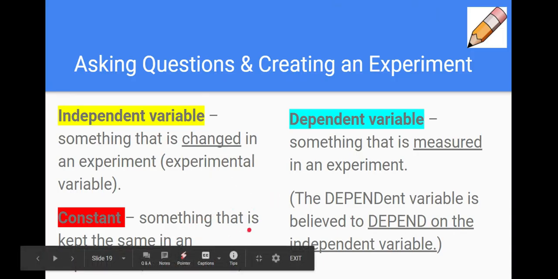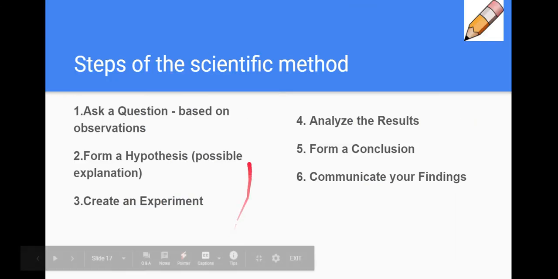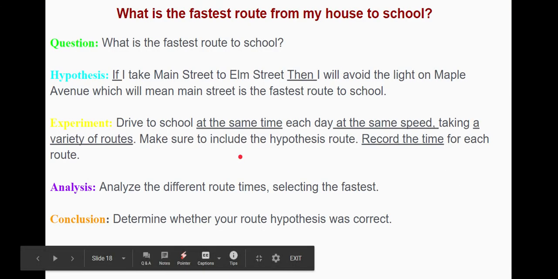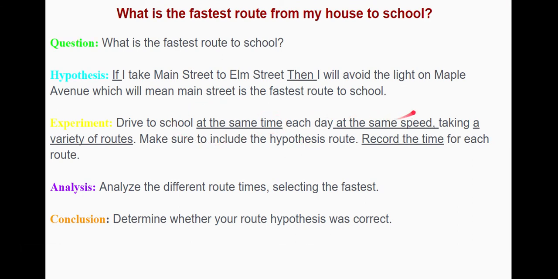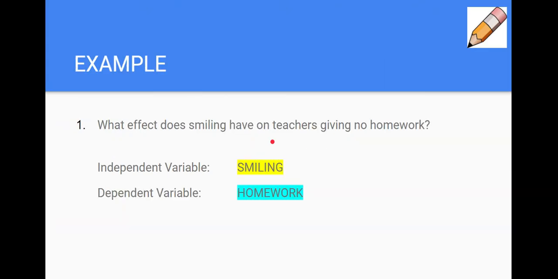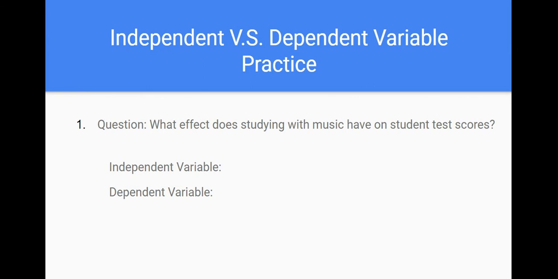And then a constant is something that is kept the same. So we kept the time that I went on the route and the speed of the car the same. Those are my constants. We have some examples that we'll do in class. We don't need to do those now.